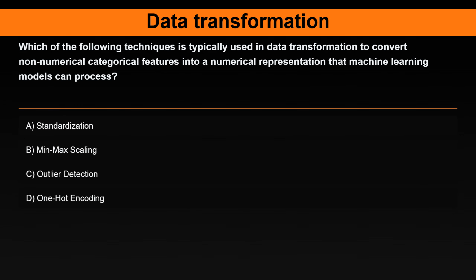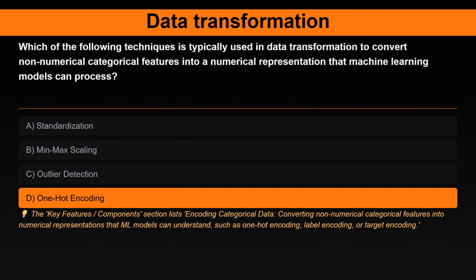Question 20. Which of the following techniques is typically used in data transformation to convert non-numerical categorical features into a numerical representation that machine learning models can process? Option A, standardization. Option B, min-max scaling. Option C, outlier detection. Option D, one-hot encoding. The correct answer is one-hot encoding.